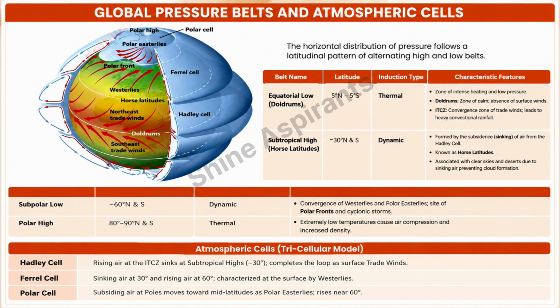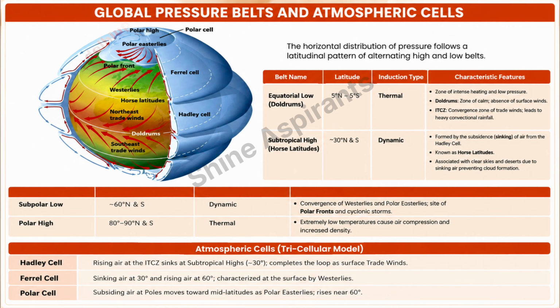Global pressure belts and atmospheric cells. The horizontal distribution of pressure follows a latitudinal pattern of alternating high and low belts. 1. Equatorial low, the doldrums, 5 degrees N to 5 degrees S, of thermal origin. A zone of intense heating and low pressure. The doldrums are the zone of the ITCZ, the Intertropical Convergence Zone, where trade winds converge, leading to heavy convectional rainfall.